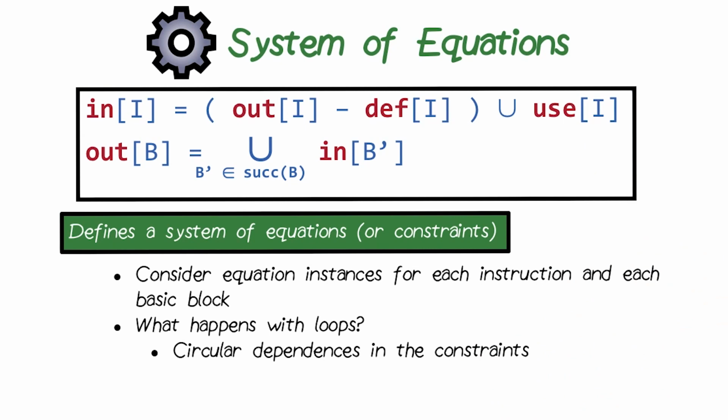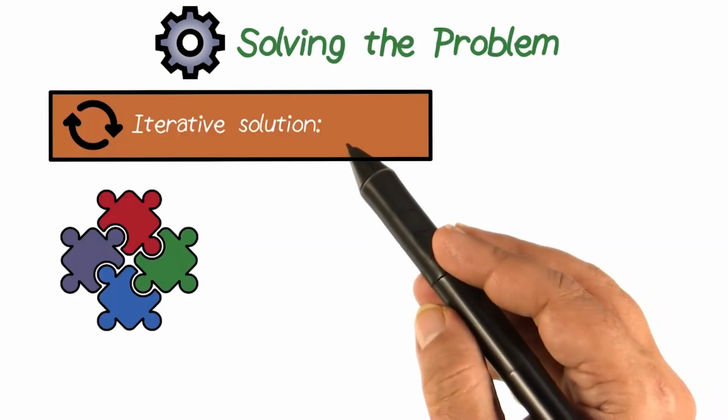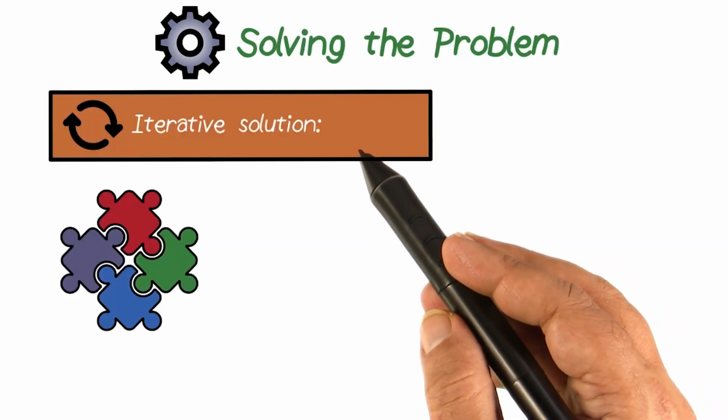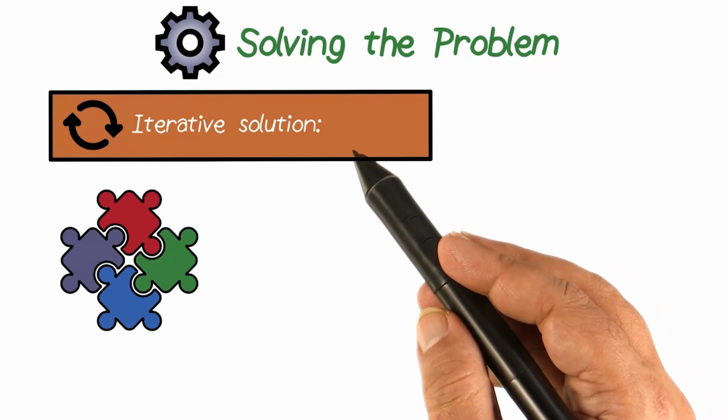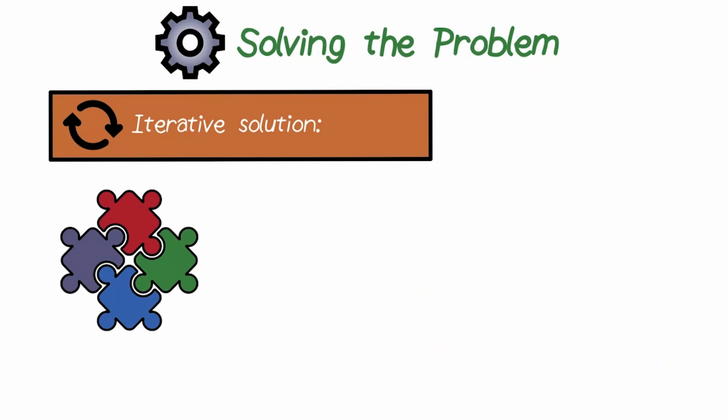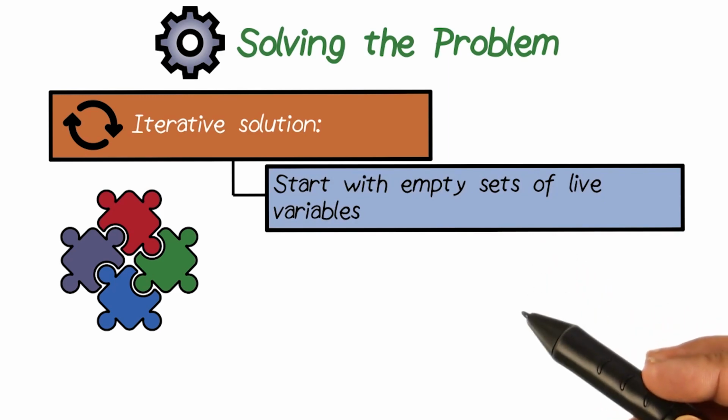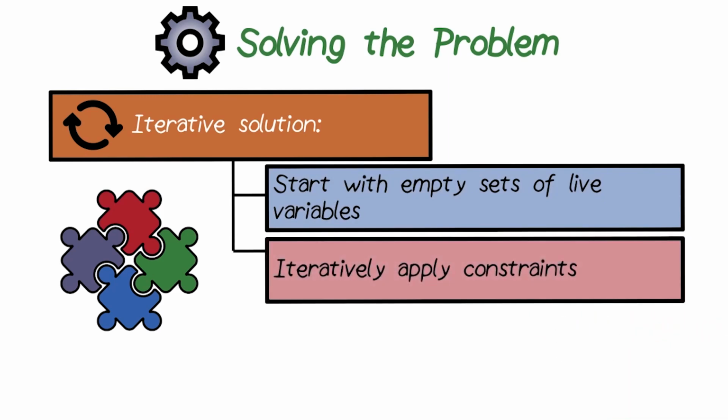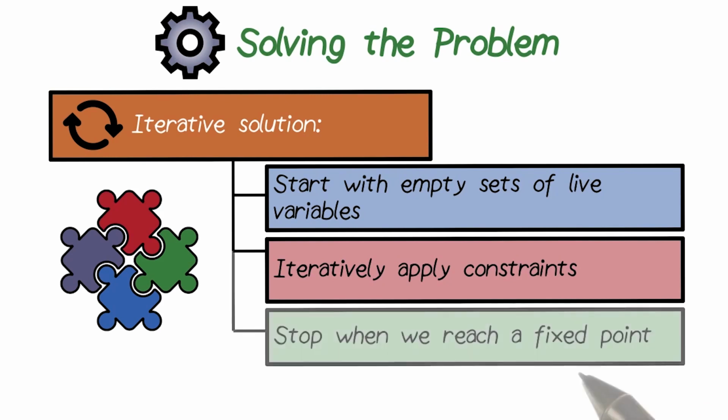Because they would have converged by then. Again, as I mentioned, it's going to be an iterative solution for computing these sets locally, then propagating them. Each basic block will start with an empty set of live variables, iteratively apply the constraints for finding things from them, and when none of the sets change, we have reached a fixed point, we are converged. The sets don't change anymore, and we'll stop. The contents of those sets give us the set of live variables at each of the points.